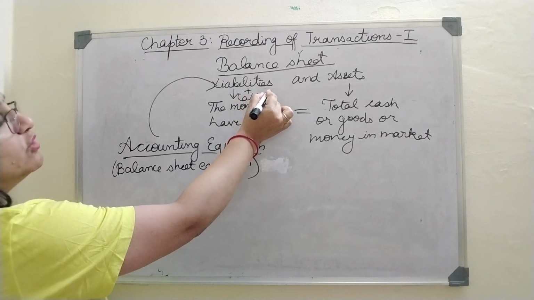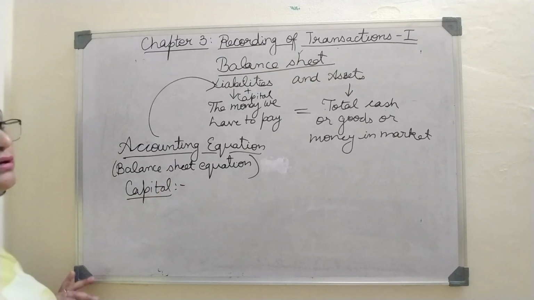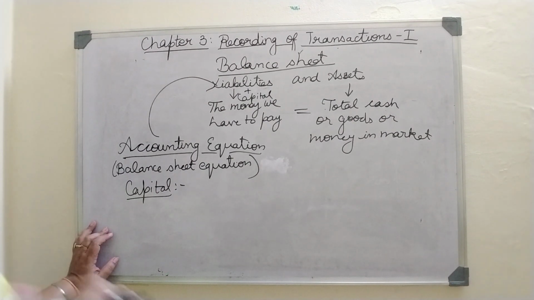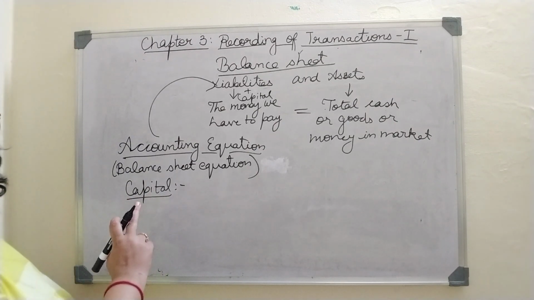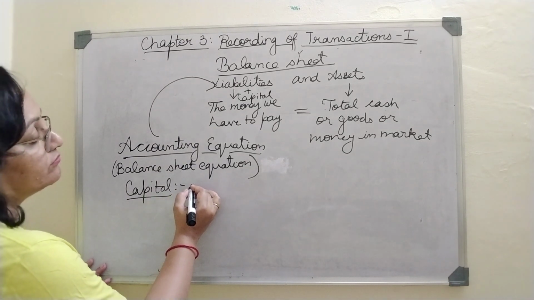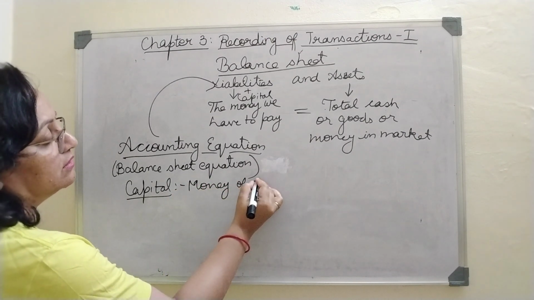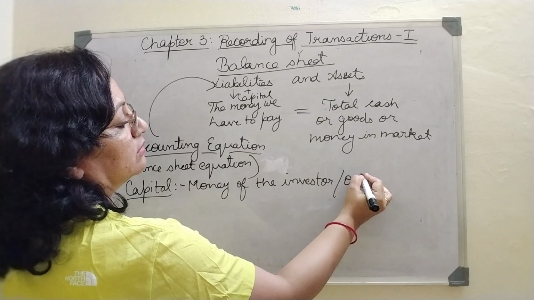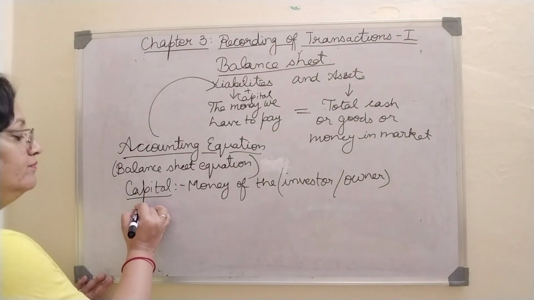Please remember, what is a capital? Learn this. If I am a proprietor, I have 2 lakh rupees with me. I put up those 2 lakh rupees, invest in a firm, and I start my own business. So that is the capital which I have invested. So I am liable to get back my capital if I am in a plan to close that firm, right? So it is, you can say, money of the investor or the owner, right?